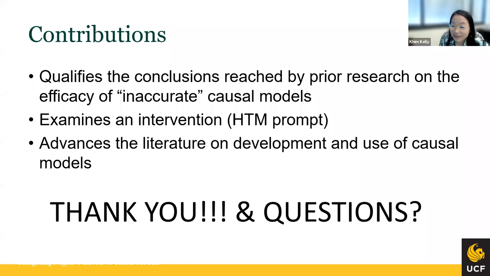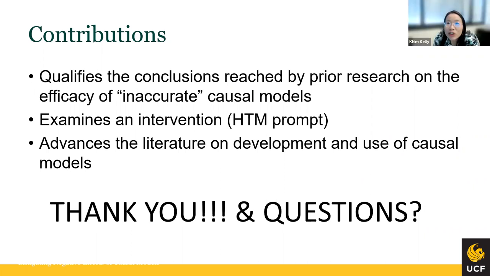Great, thanks, Khim. Neat paper. I posted my questions in the chat. Just a bit outside the scope of your study, but I was wondering if you could share a bit more about other downsides of HTM and maybe the practical implications of firms mucking around with HTM, because it looks like it can be good, it can be bad. So if I was a manager, what can I do as it relates to HTM? Any thoughts on those lines?